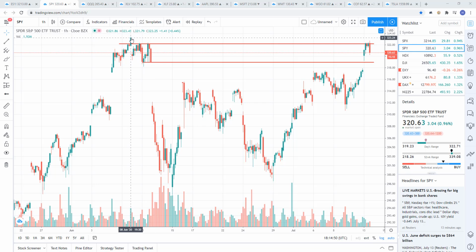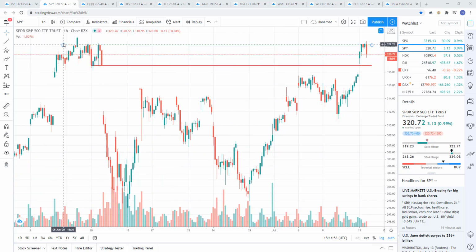Yes, you do have this candle right here. So this 323.33 could be the top, but we have more reactions right here at this 322. It's about 322.20, 322.40, somewhere right in there, which feels more like a top.